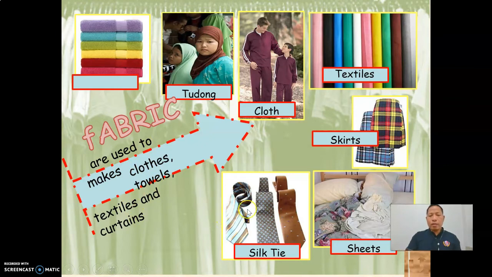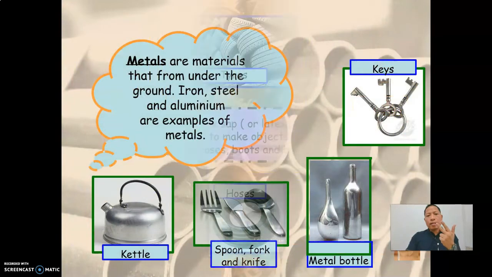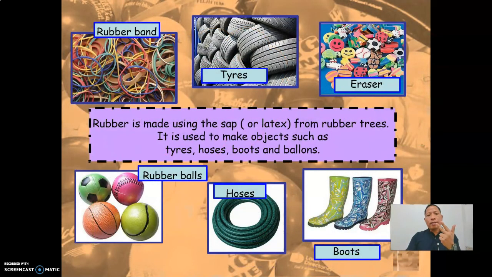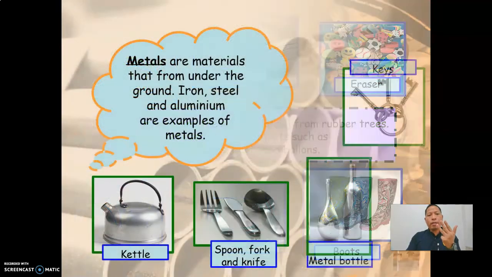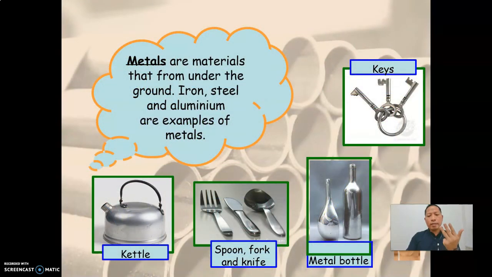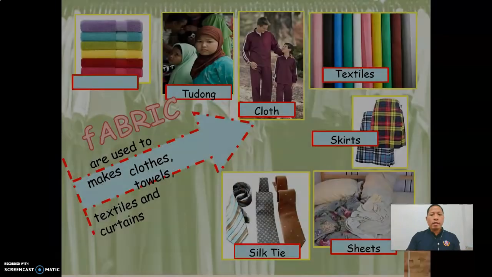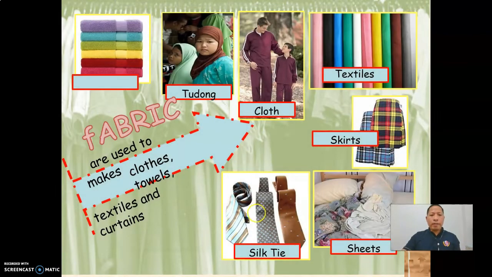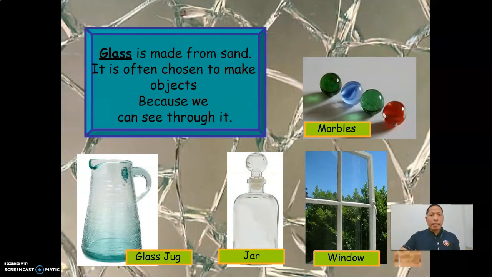Again, let's go back. First, wood. Second, plastic. Third is rubber. Fourth is metal. And fifth is fabric. And the last one will be glass.